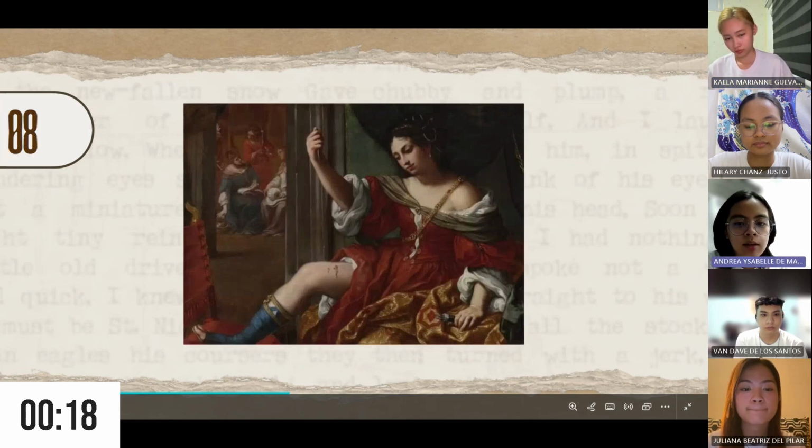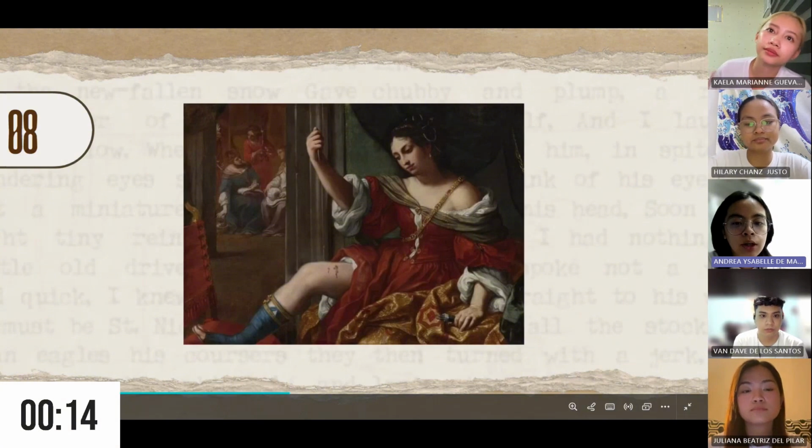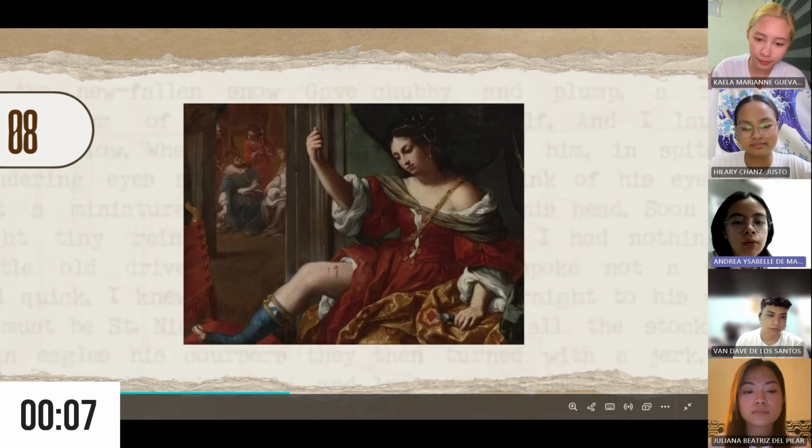Portia Wounding Her Thigh by Elisabetta Sirani depicts a scene from Plutarch's Parallel Lives where Portia, the wife of Marcus Brutus, cuts her own thigh to prove her trustworthiness. The painting captures the intensity and drama of the moment, with Portia in a pose resembling classical sculpture.